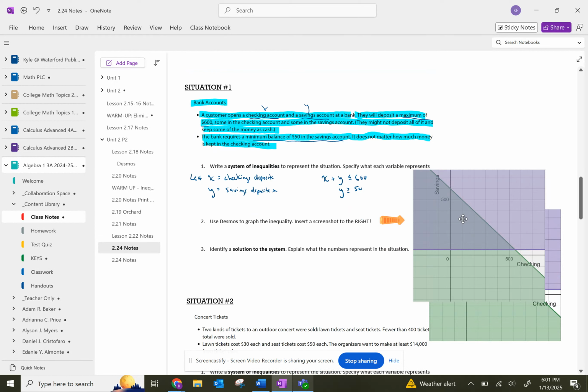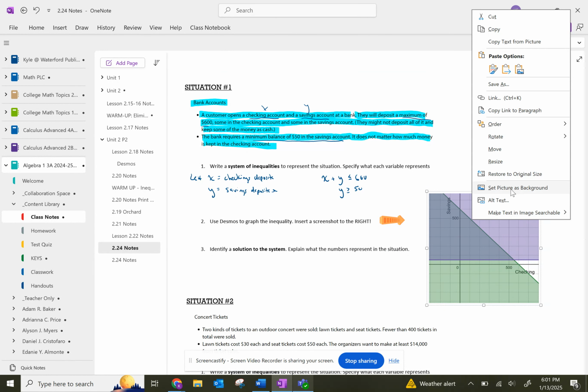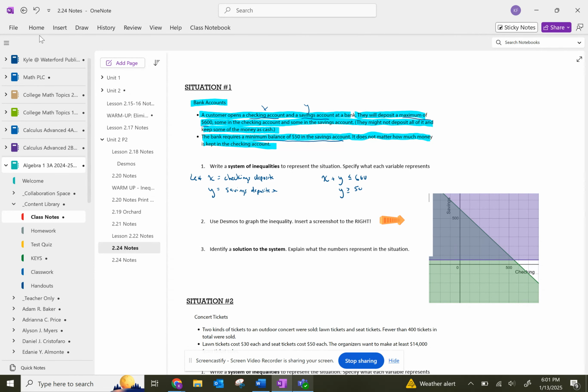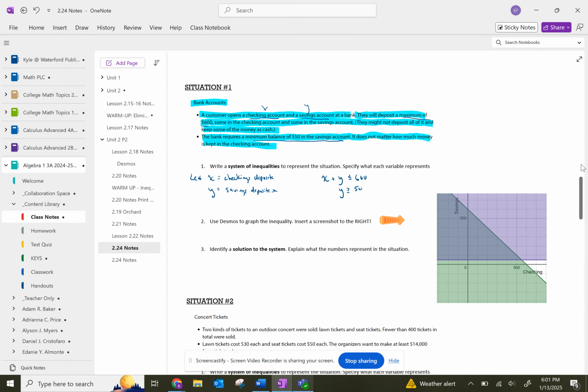And then just right here on the side, I'm going to right click and paste. Now you can move it so it fits the way you want it to fit. I like to set it as background so it doesn't move. Move it a little bit over. You don't have to do this part, but I just don't like moving it when I don't want it to move.